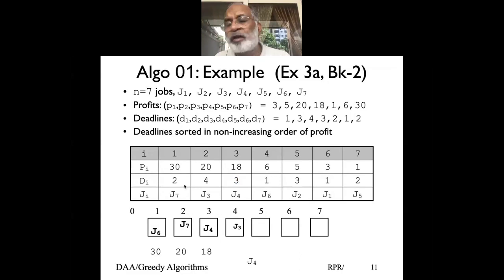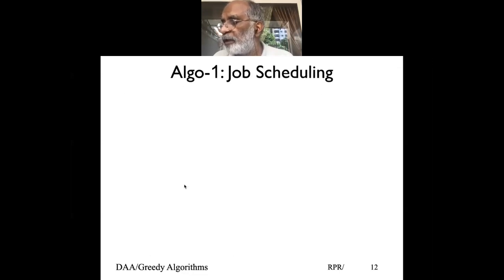Now all 4 slots are occupied, and none can be shifted anymore. So jobs 5, 6, and 7 cannot be scheduled, and those get cancelled. Have you understood this?